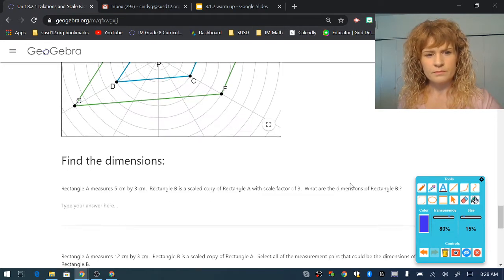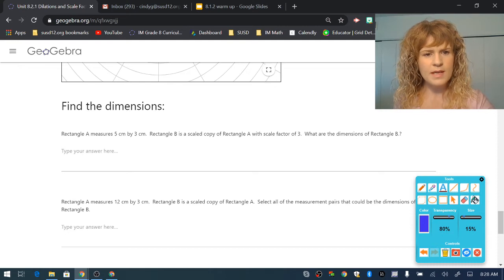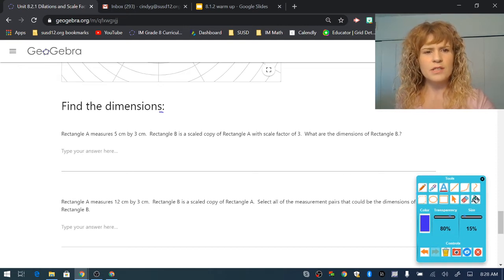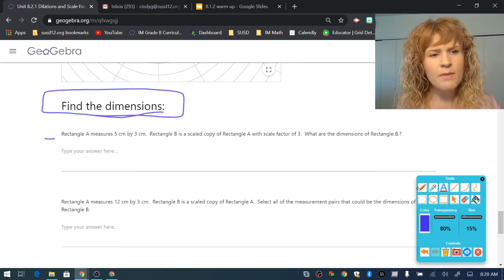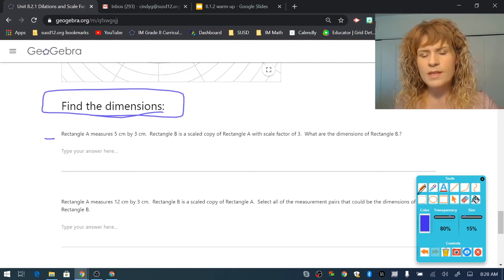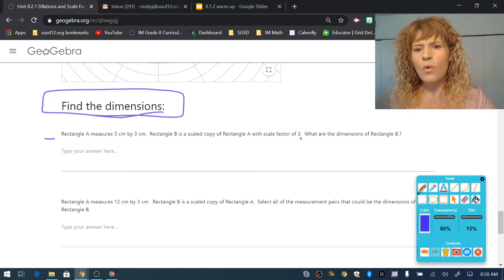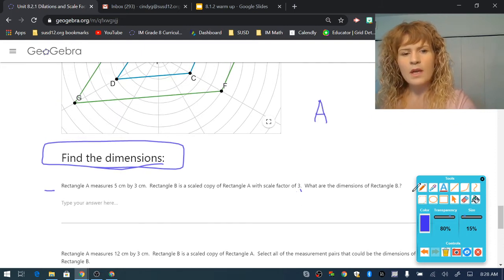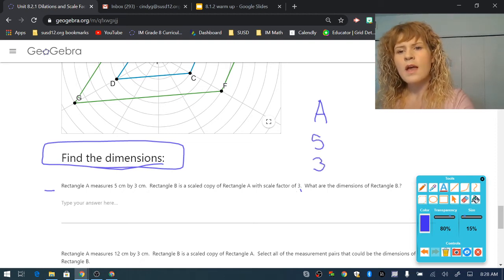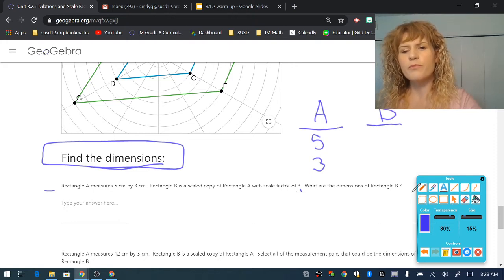Let's keep going. Okay, next exercise says, find the dimensions. Rectangle A measures 5 by 3 centimeters. Rectangle B is a scaled copy of rectangle A with scale factor of 3. What are the dimensions of B? Okay, I'm going to just make a little table here. I'll draw it on my screen. Rectangle A is 5 centimeters by 3 centimeters, and I need to figure out the dimensions of B.